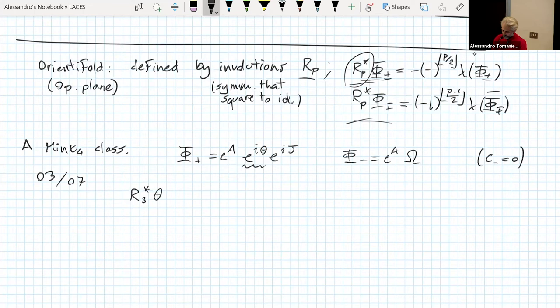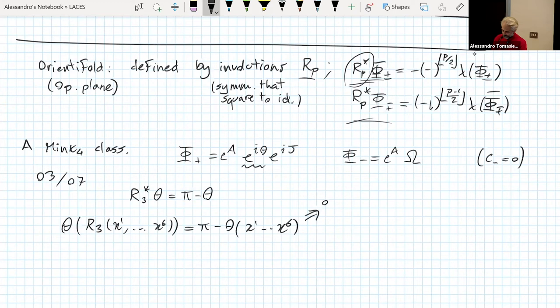But this is a function, so this just says that theta evaluated at R_3 of the coordinates is pi minus theta in the coordinates. So on the fixed locus, where this is equal to this, theta should be pi over two. Let's make an ansatz that theta is pi over two everywhere.